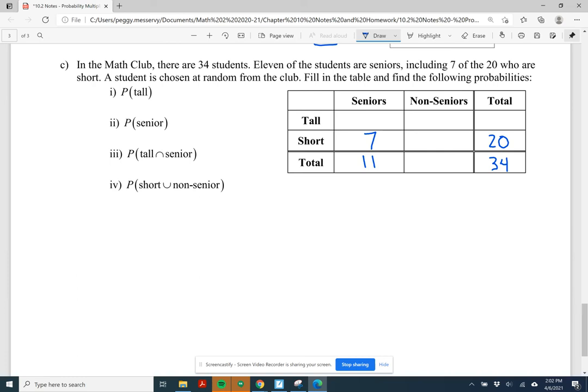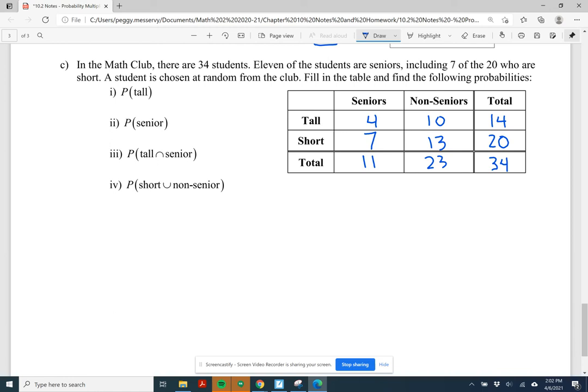Okay, let's see if we can fill in the rest of the table. Yeah, we can. So in this column, that must be a 4 because the total has to be 11. In this bottom row, this must be a 23 to get a total of 34. 34 take away 11 is 23. 7 subtracted from 20 is 13. 13 subtracted from 20 is 10. And 4 and 10 add up to 14. That's also 34. Take away 20.